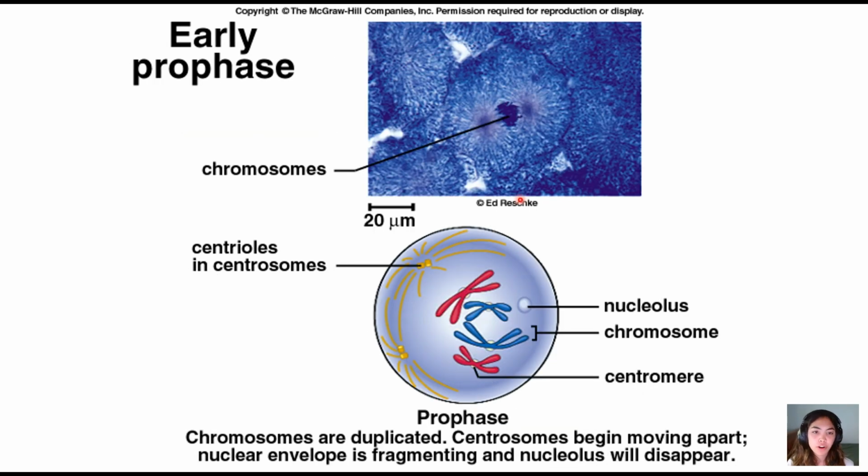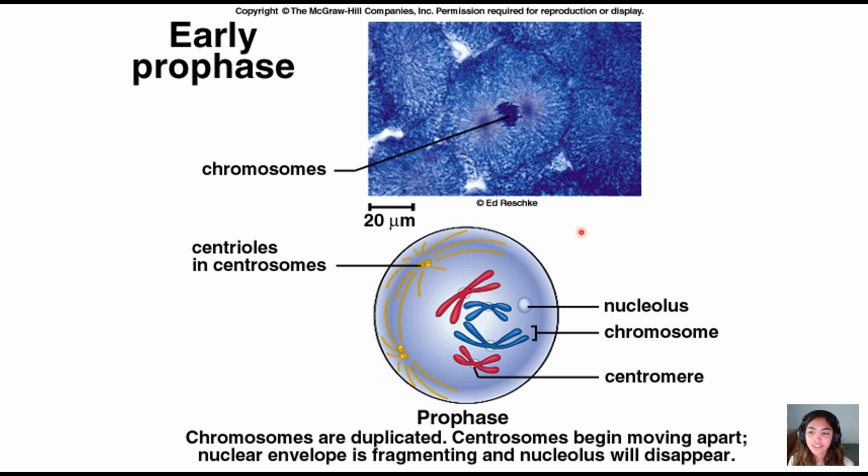So in early prophase, we can actually see those chromosomes. They've now become visible because they've condensed by coiling up around histones. So we can actually see them now through this. I'm going to assume this is an electron microscope, or it could be a light microscope, I don't know. Depends.